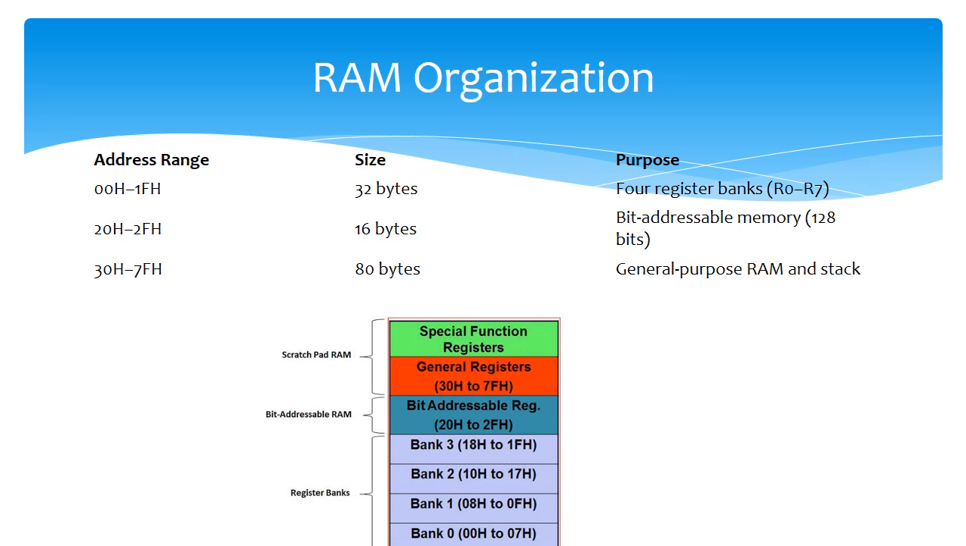The second part is the bit addressable area, which ranges from 20 to 2F. And the last part is the special function registers, where you have a lot of special function registers, some for the timers, some for the ports, some for input output communication, interrupts, serial communication. So you have special function registers too, which we'll be seeing in later classes.